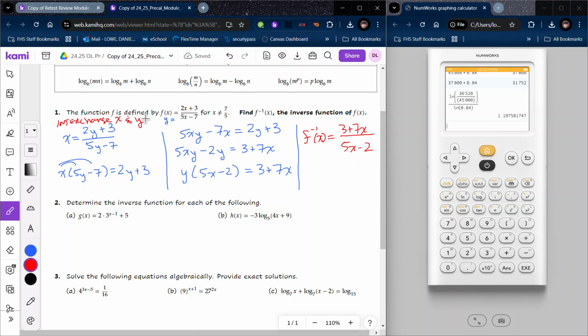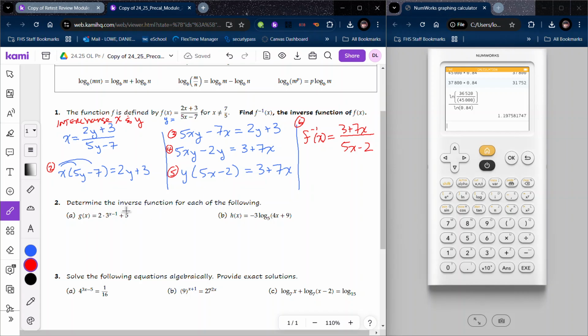All right, so step one, we interchange x and y, right? And after interchanging x and y, then we can go on to step 2, step 3, step 4, step 5, and then our final step, step 6, if we're going to find the inverse of a rational function.